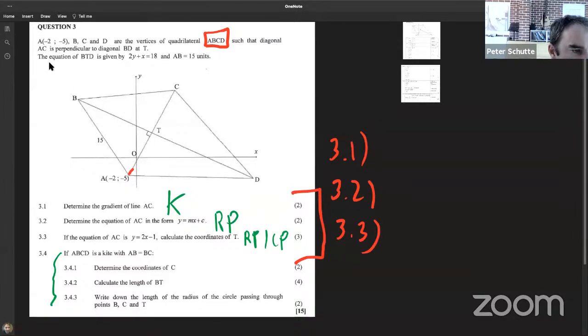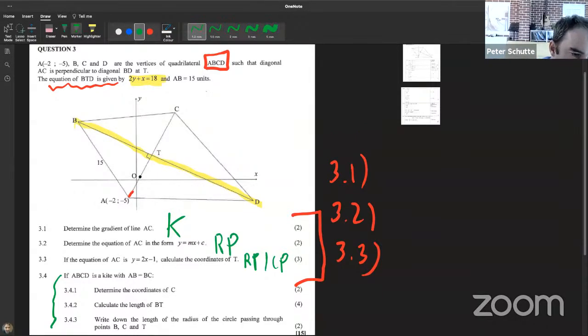The equation of BTD, so let's use the yellow, the equation of BTD is given by this. But that's sneaky, because if these are in relationship, maybe not sneaky, if you know the yellow, you can work out the green because of the relationship between these two. What is the relationship between perpendicular lines? I want to hear someone's voice or see it in the chat. I need to know that you know this. What is the relationship between perpendicular lines?